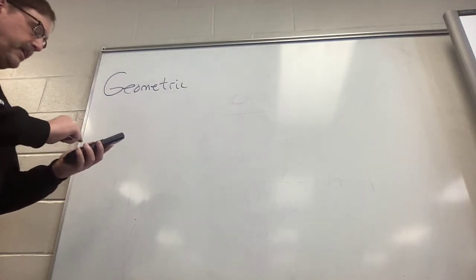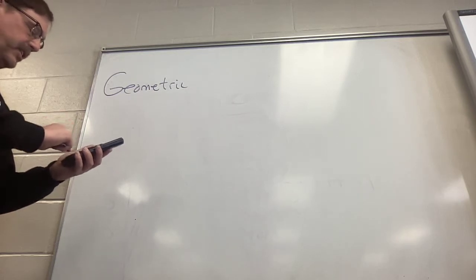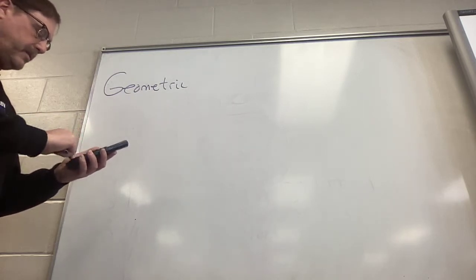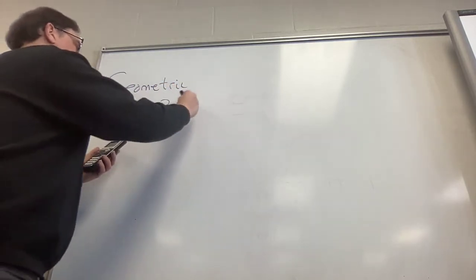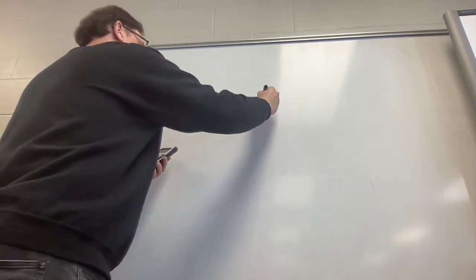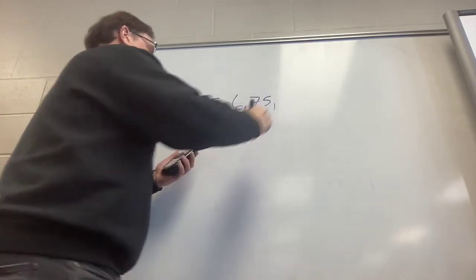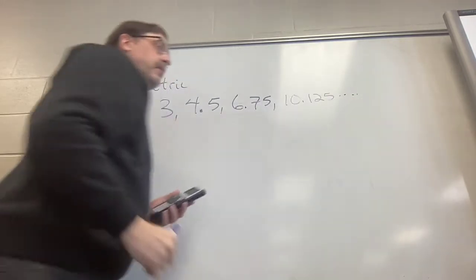It's easier for me if I cheat and use a calculator. So how about write this down, please? 3, 4.5, 6.75, 10.125. All right.